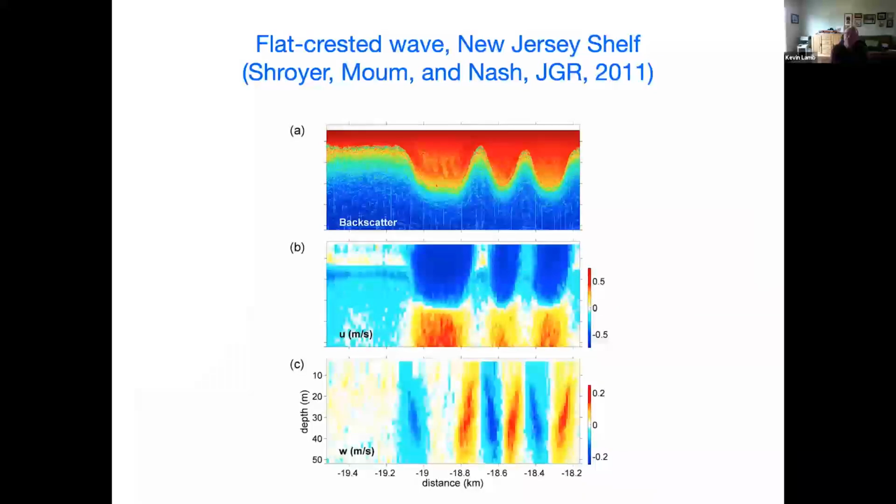And here's an observation of a flat crested wave on the New Jersey shelf. So one of the points here is that internal solitary waves in the ocean are very often large enough that you really need higher order nonlinearity. The KdV equation is not enough.